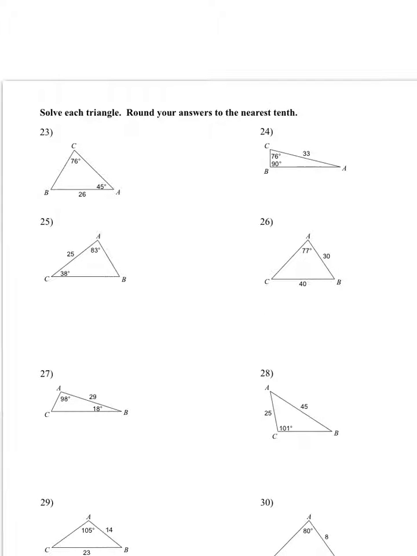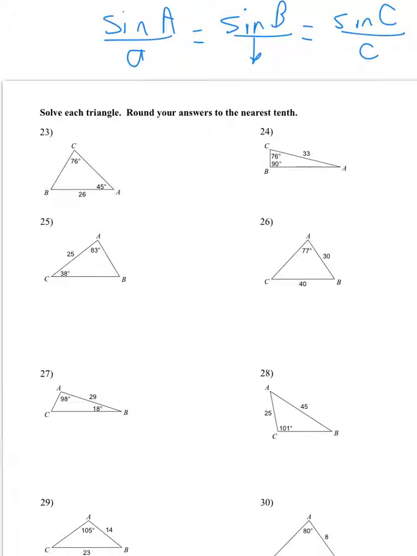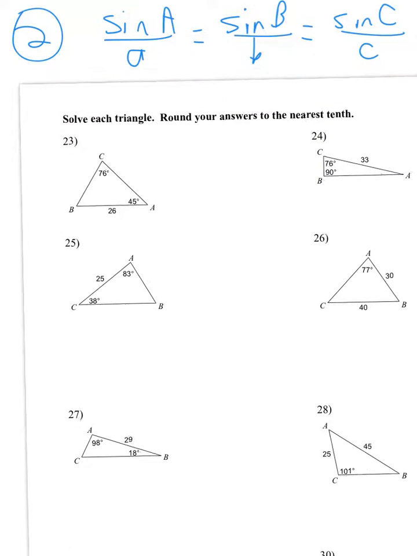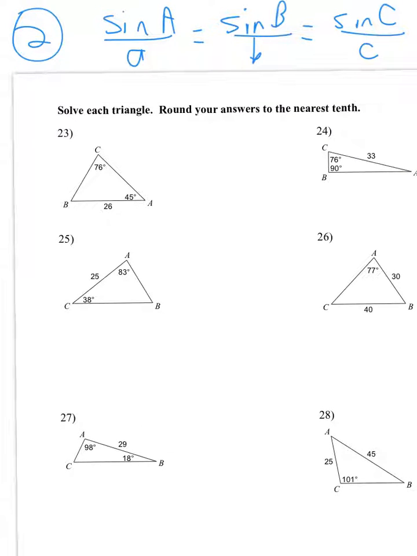It said it's proportional, so it said the sine of angle A over little a equals the sine of angle B over little b, which equals the sine of angle C over little c. And you're always going to use two of those and set up a proportion when you're using the law of sines. And hopefully you can remember doing some of this in geometry. Okay, so let's look at 23.